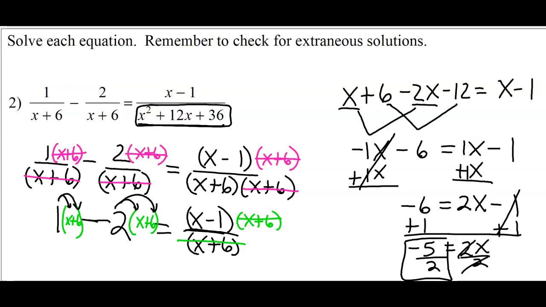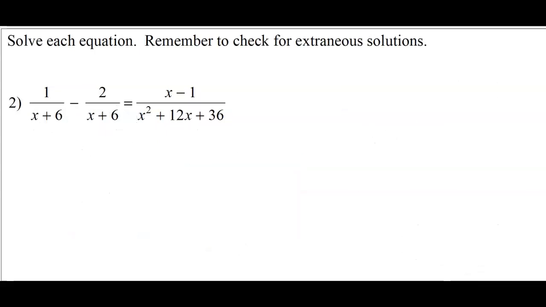Negative 5 halves. Once again, you want to make sure that that number would not make any of your denominators equal 0. It won't. So we're good. The only thing that x can't be is a negative 6. If x were a negative 6, that would make the denominators become 0, which is not allowed. So our answer is a good answer. Okay? So let's go ahead and continue the process here.